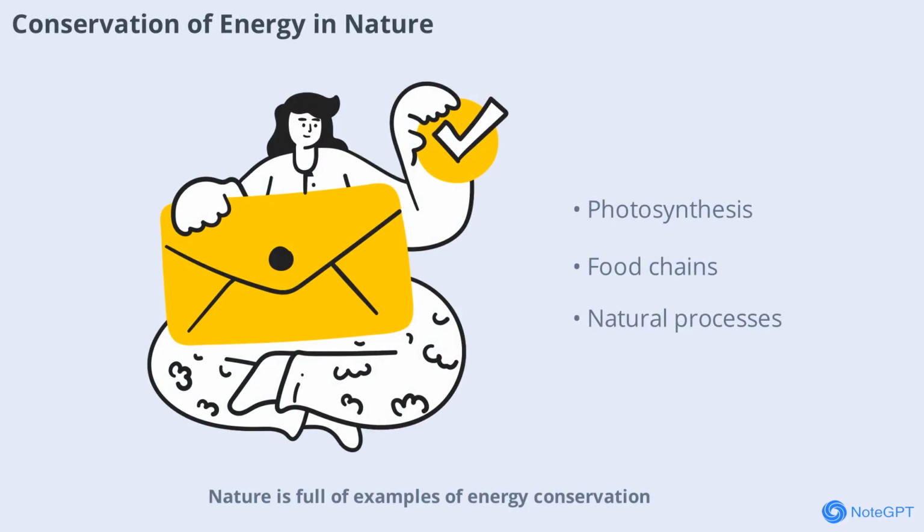Nature is full of examples of energy conservation. Plants convert sunlight into chemical energy through photosynthesis. Animals eat plants and use that energy for movement and growth. Even in natural disasters like earthquakes, energy is transformed from one form to another. Observing these processes helps you appreciate the interconnectedness of life and energy.